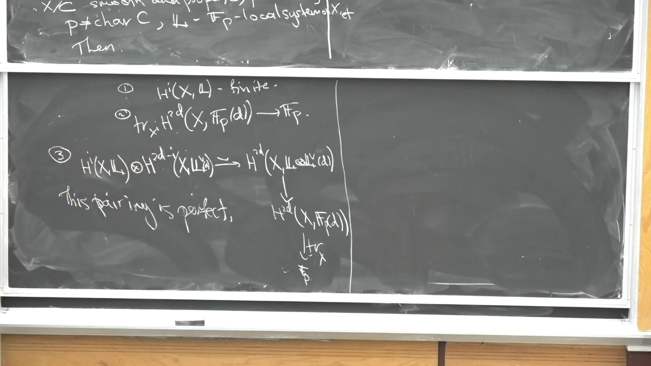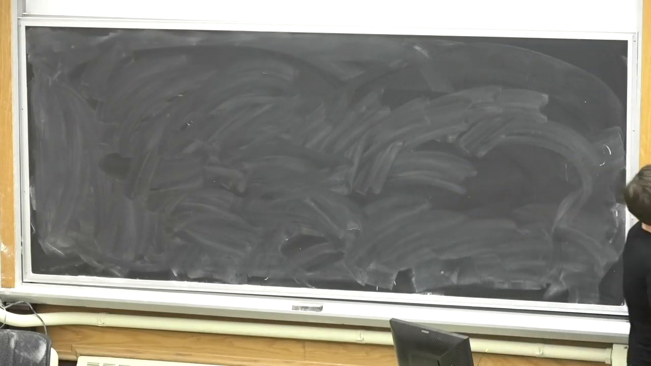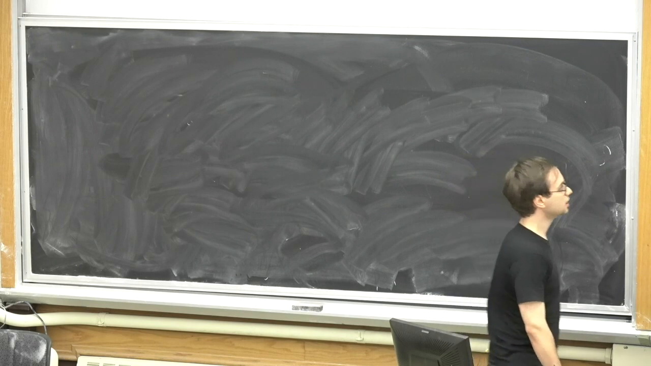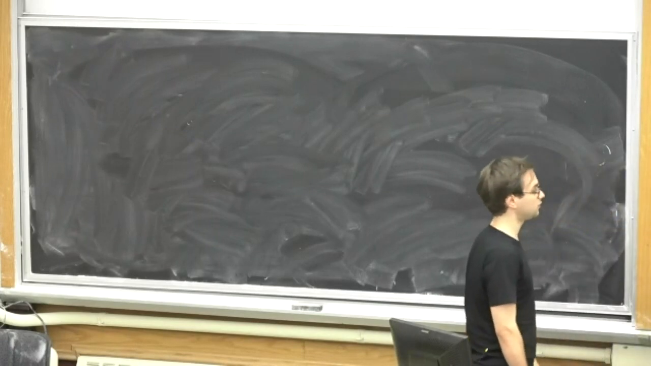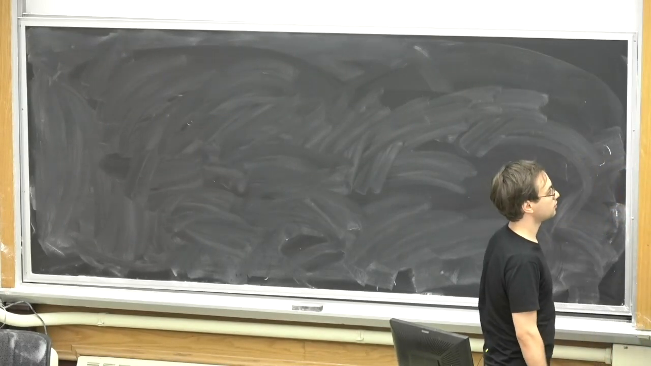For this theorem, there are two essentially orthogonal cases. The first one is if p is different from the residue characteristic of C. Then this theorem is easier, and the proof vaguely follows the algebraic proof. But if p is equal to the residue characteristic of C, the theorem becomes much harder.